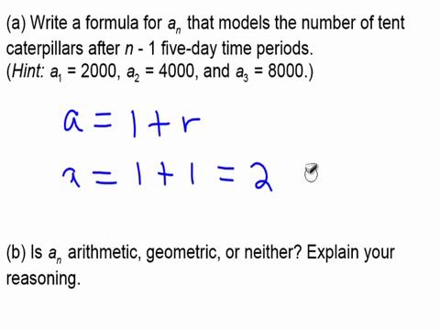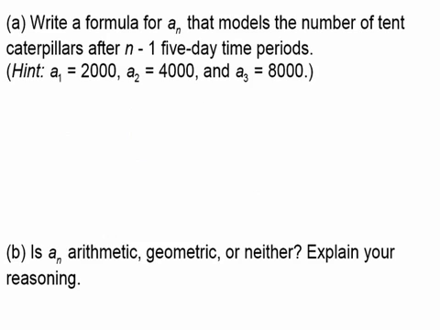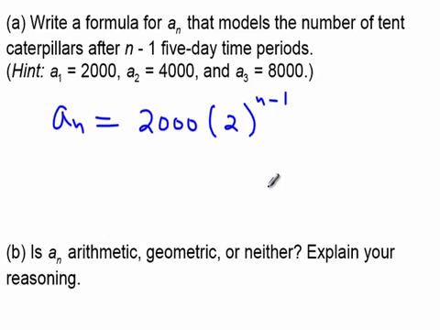So we'll write our A sub n formula. A sub n is equal to initial population, which is 2,000, times 2 to the n-1 power, where each value of n represents a 5-day time period. So when I let n be 1, that's 1 5-day time period. Let n be 2, that's 2 5-day time periods, or 10 days later. So here's the answer to A. A sub n equals 2,000 times 2 to the n-1.